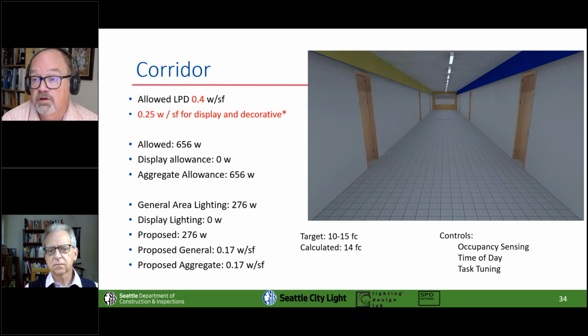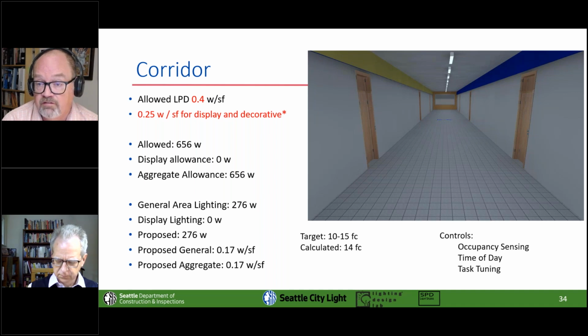But you'll note as we go through that there's plenty of headroom here. We've got a 0.4 watt per square foot allowable, and then the additional 0.25 watts for display and decorative. Since I don't have any display and decorative lighting in here, I'm not taking that allowance. However, I am calculating a 14 foot candle average in here, and I'm coming in at 0.17 watt per square foot. So you'll note that we actually have a pretty fair amount of headway here. Duane, go to the next one.